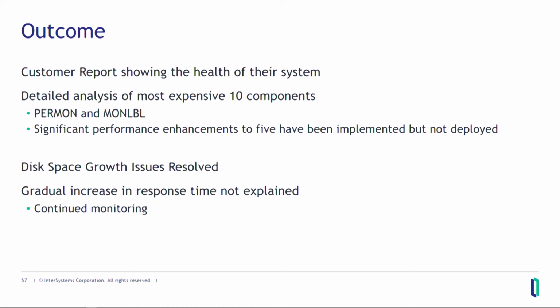The disk space growth issue was resolved, as I said. We took the 10 most expensive items in aggregate back into the lab, and we got them to set up a user acceptance testing machine, which I could connect into from my office. I spent a lot of time using perfmon and monLBL to trace exactly what was going on in their system. They had some expensive icons, they had some other stuff. We found some SQL enhancements.